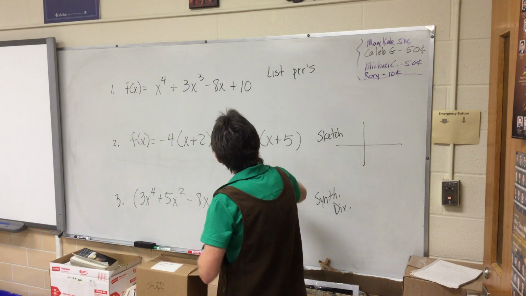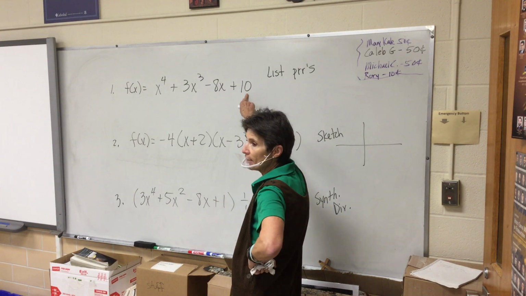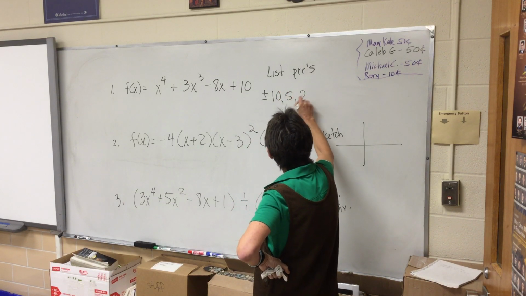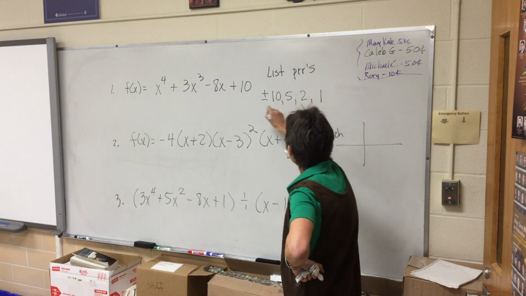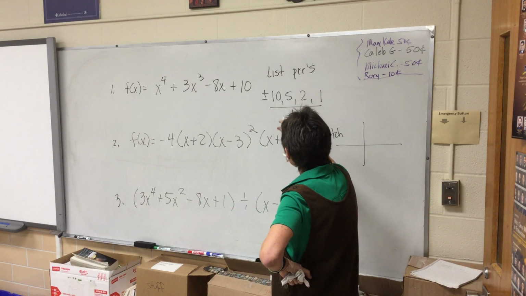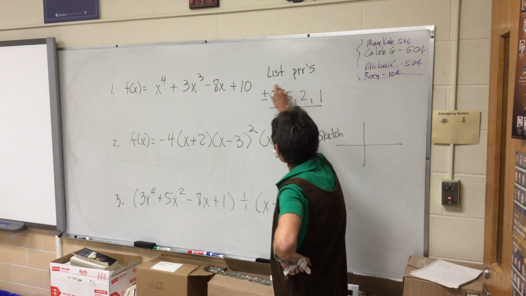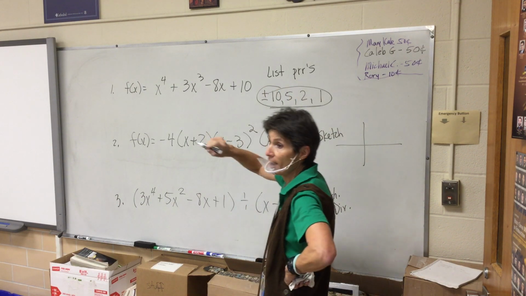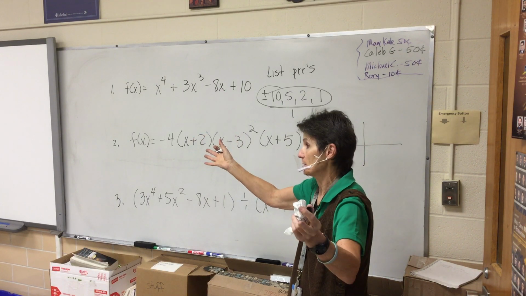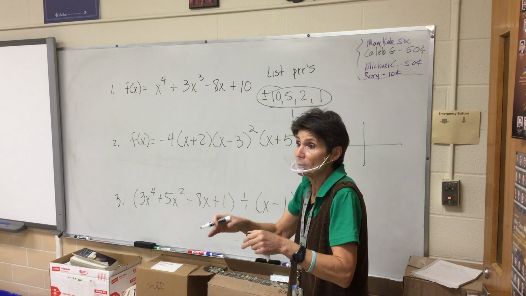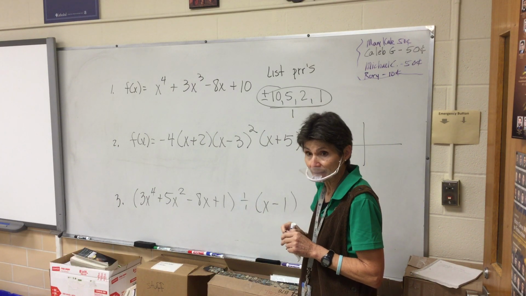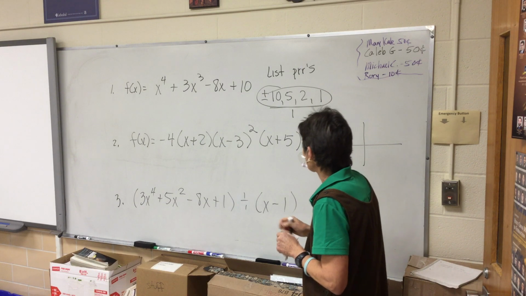So the PRRs: factors of the last over factors of the first. So that would be 10, 5, 2, and 1 over factors of 1. So the answer is basically just plus or minus 10, plus or minus 5, plus or minus 2, and plus or minus 1. That's it. Those are the PRRs. If we had a problem where we needed to guess, those would be the numbers we would be guessing, right? That's what our PRRs are.